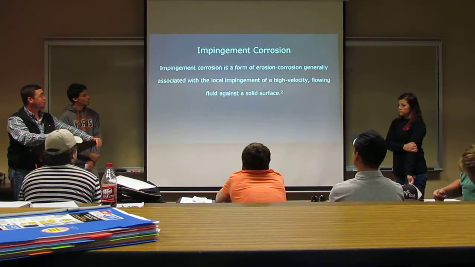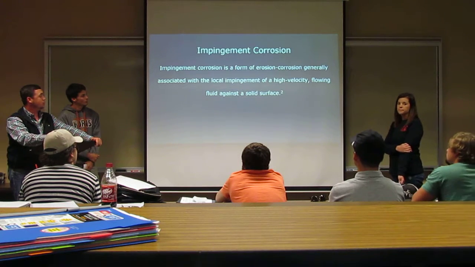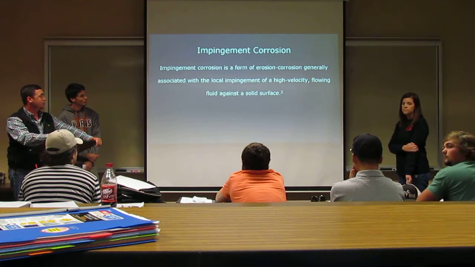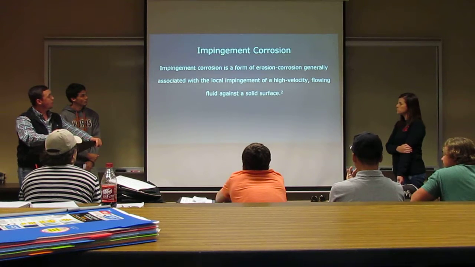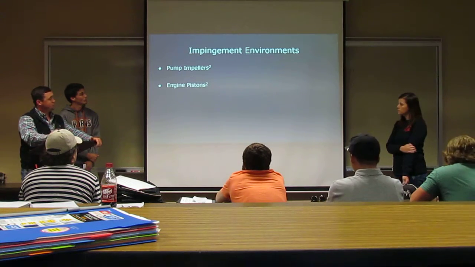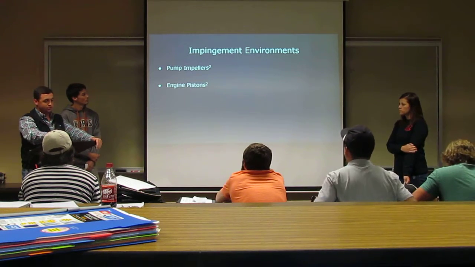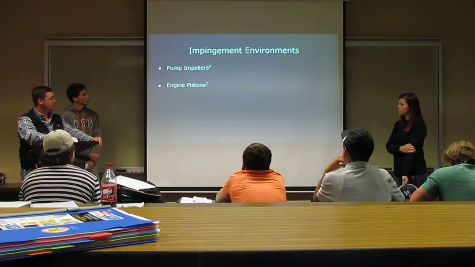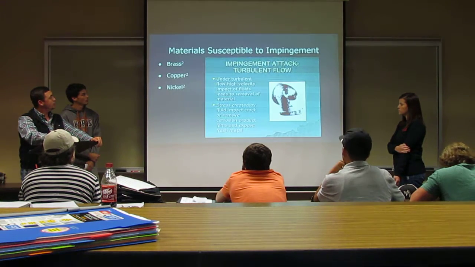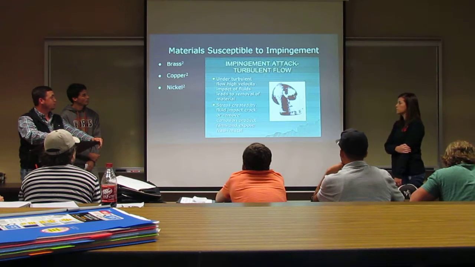Impingement corrosion is a form of erosion corrosion generally associated with local impingement of high velocity flowing fluids against the solid surface. Environments where you're going to find cavitation and impingement are pump impellers and engine pistons. Materials that are susceptible to it are also brass, copper, and nickel.